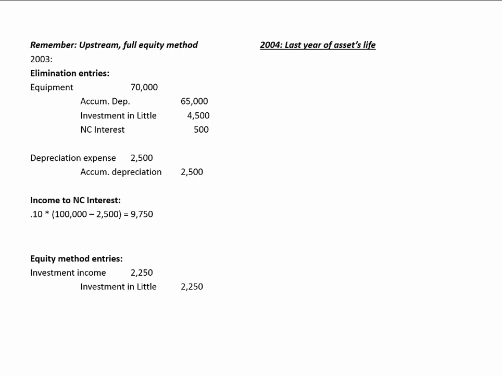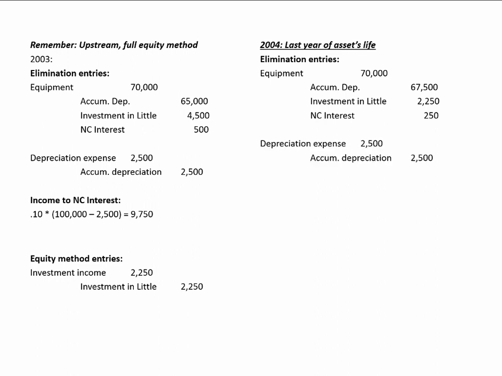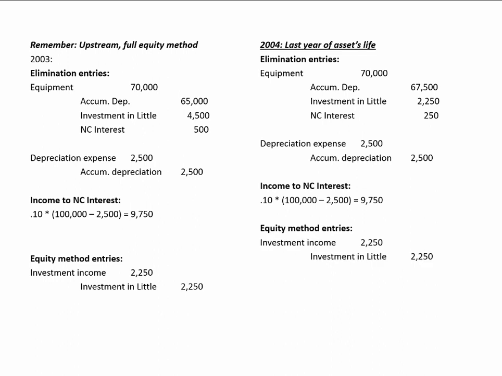In our fourth and final year of this asset's life in this problem, again, for the elimination entries, we carry forward the equipment account of $70,000, and now we're carrying forward accumulated depreciation of $67,500. Last year in those elimination entries, we credited accumulated depreciation for $65,000, then we credited it for another $2,500. What's left is a $2,500 yet unrealized loss, which we're now going to realize by adjusting depreciation expense upwards. For the last year, our income to the non-controlling shareholders is just as it was last year. And then finally, our equity method entries, just as they were last year.